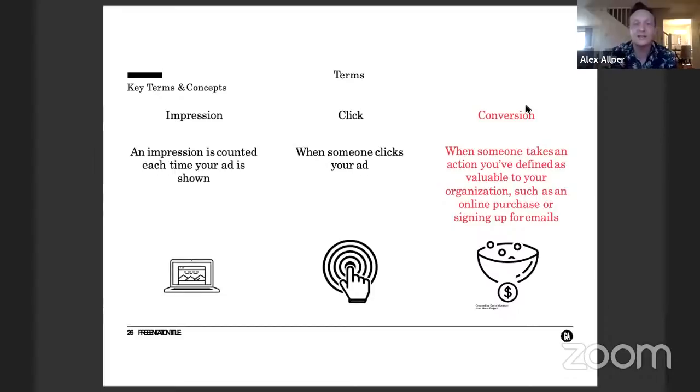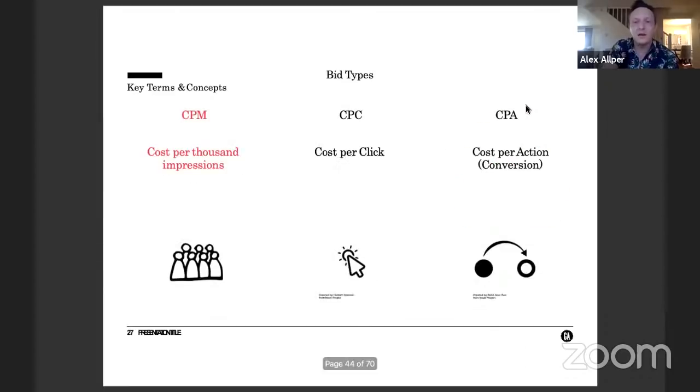General Assembly teaches classes on how to do all of these things. I am not a web developer. I'm a strategist. I'm the creative guy. So I don't usually go into the weeds, but I can.